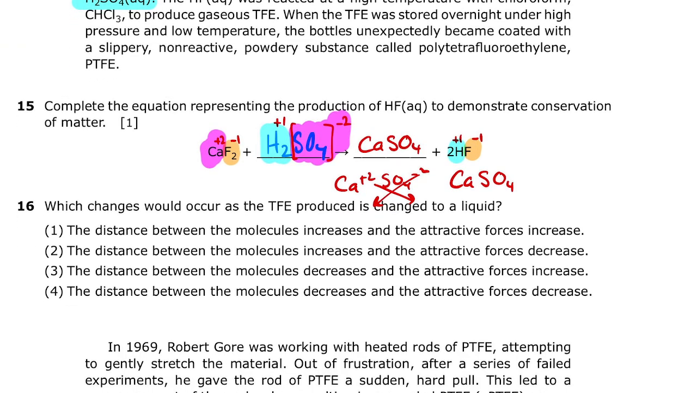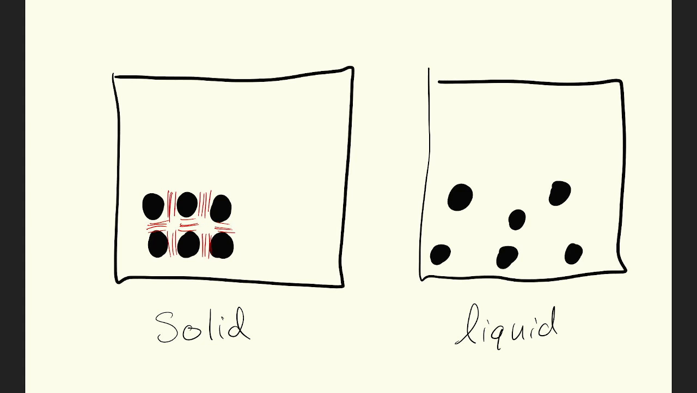For question 16, it says, which changes would occur as the TFE produced is changed to a liquid? So thinking that this fabric is existing as a solid, we can consider that the electrical attractions between the molecules are pretty strong. Think in a solid, with a few exceptions, your particles are much, much closer together, versus as a liquid, I can draw them with slightly weaker attractions. And just remember, the attractions are what's actually holding together all of the particles. So knowing that the liquid will have weaker attractions is key to answering this question.